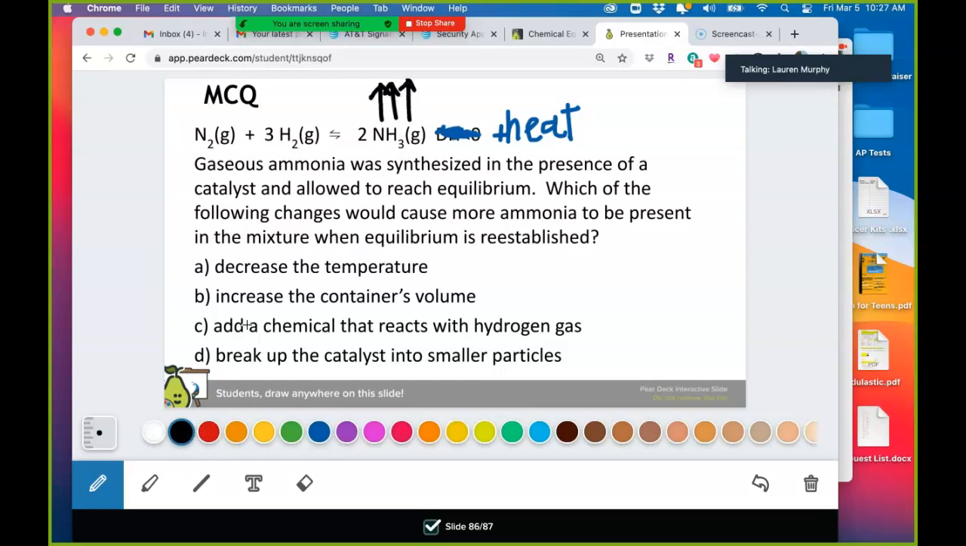So I need to increase ammonia because that's what it says, which means I need to be shifting towards ammonia. How can I stress the system to cause more ammonia to be produced? So I'll give you a minute or so on that one.